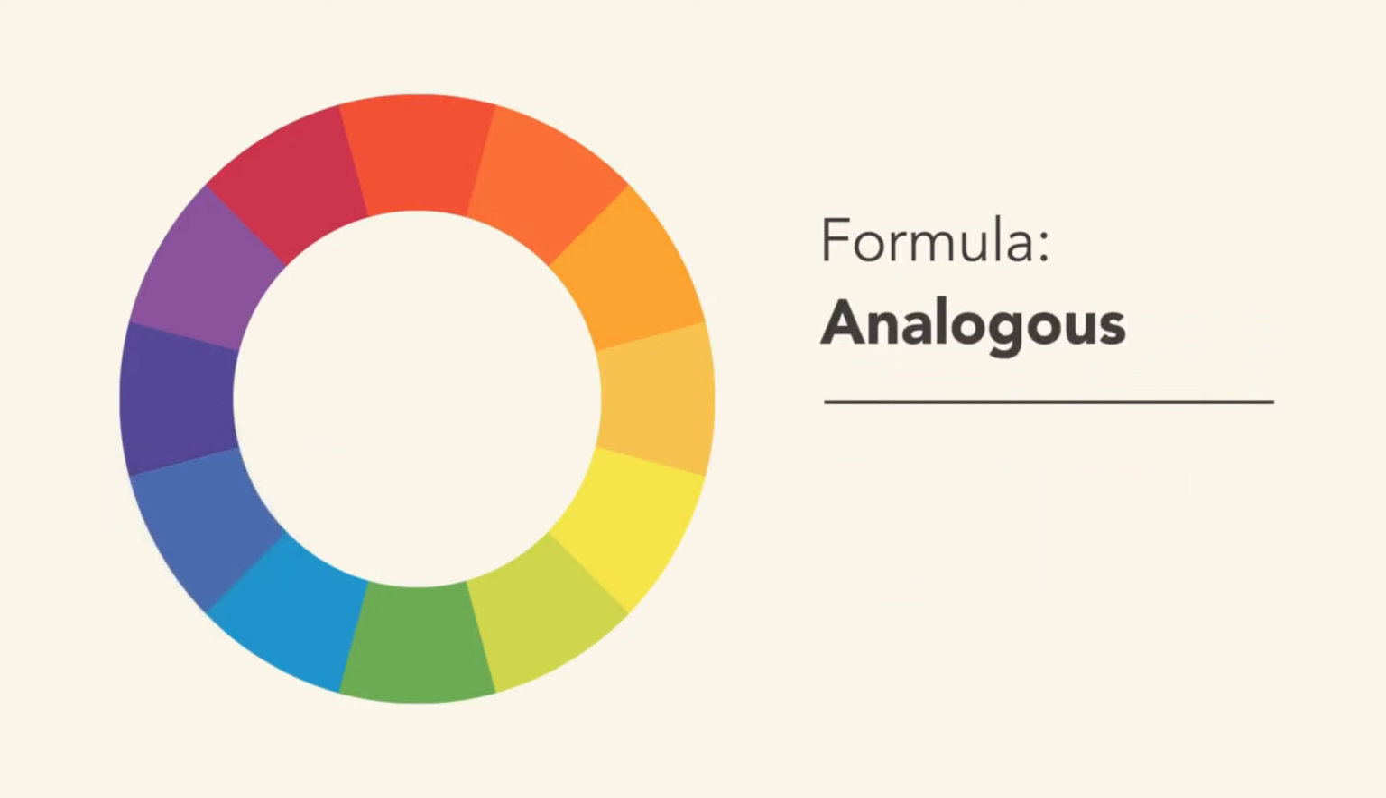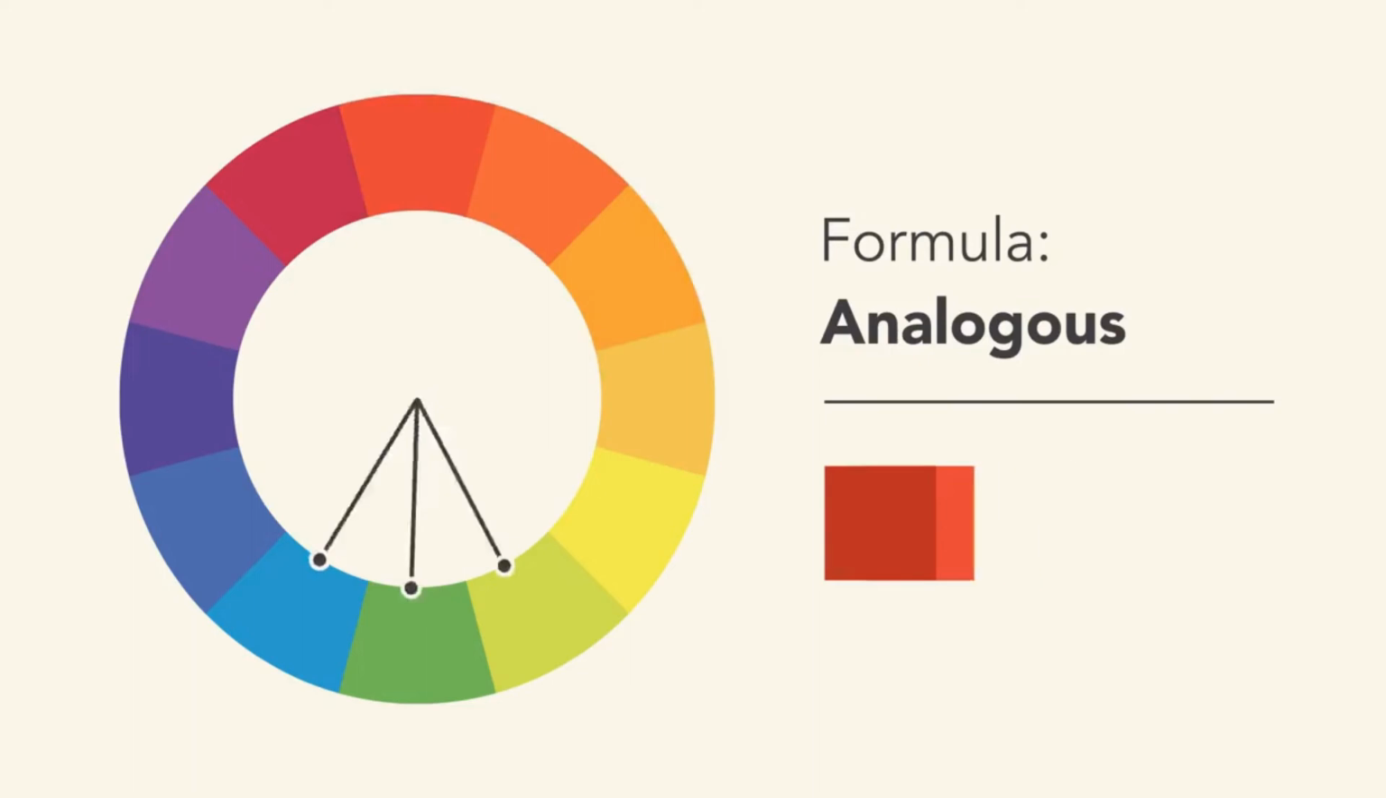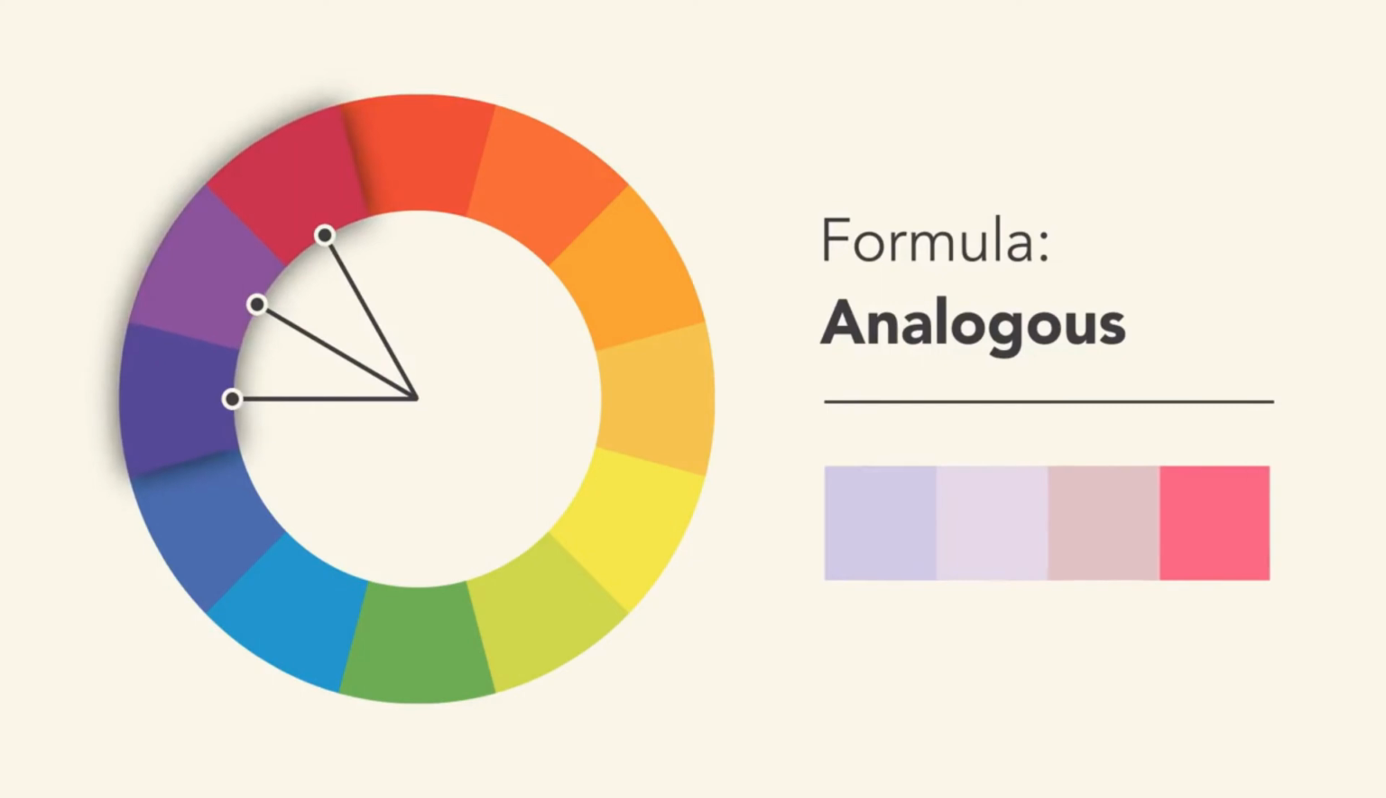An analogous color scheme uses colors that are next to each other on the wheel, like reds and oranges, or cooler colors like blues and greens. Don't be afraid to play with the palette and create your own unique interpretation. That's what these formulas really are, merely starting points to help guide and inspire you.